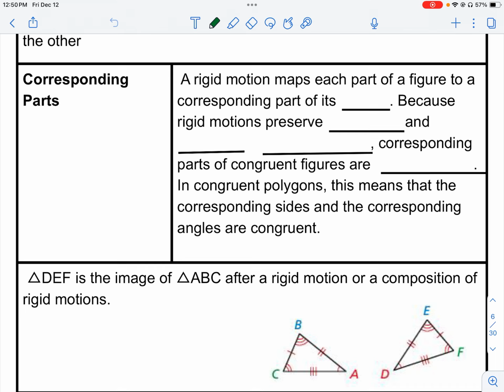So a rigid motion will map each part of a figure to the corresponding parts of its image, because rigid motions preserve length and angle measure. Corresponding parts of congruent figures are congruent. In congruent polygons, this means that the corresponding sides and the corresponding angles are congruent. So what we're doing is we're matching up like with like.